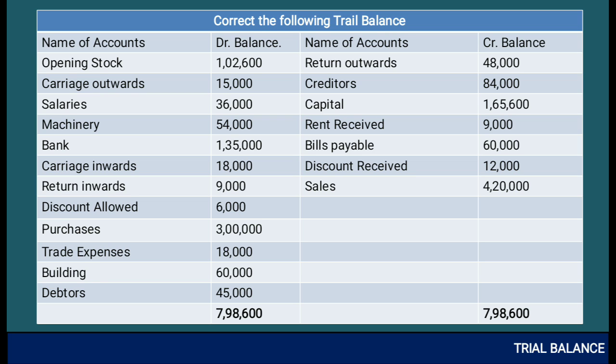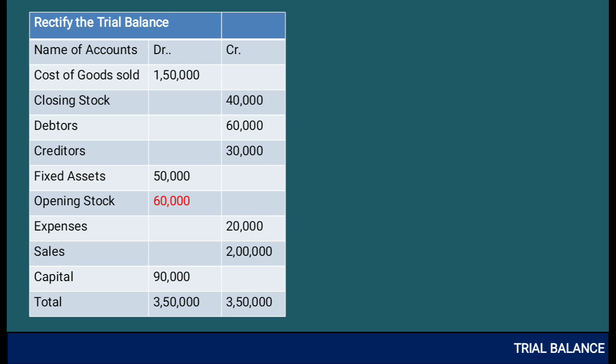Then after that, next, here we have a very important question. This is called an adjusted trial balance. Adjusted trial balance means here you can see we have debit balances as well as credit balances.